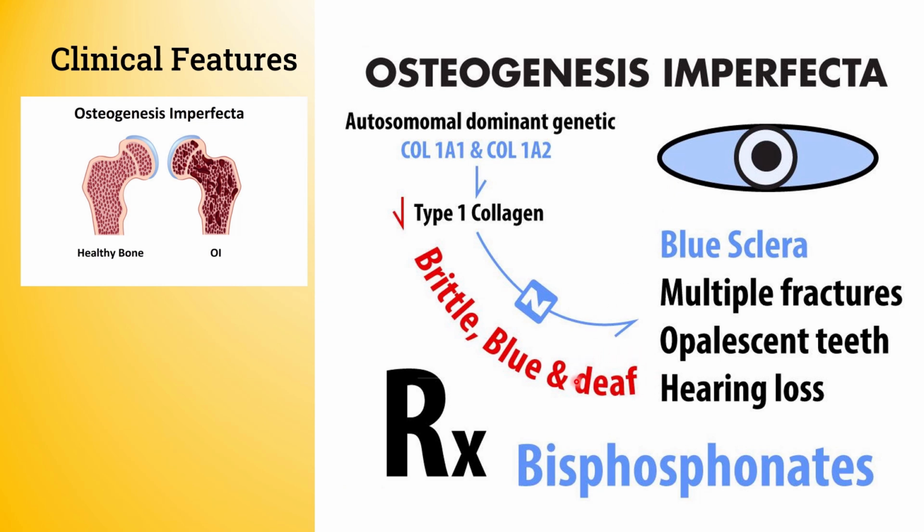And the second and third manifestations: deafness. Deafness is there because your ossicles are also made up of bone, and improper development of the ossicles is responsible for hearing loss. Here your teeth become opalescent because the proper collagen required for development of teeth is not there. So here you will find blue sclera, multiple fractures because of the brittle bone, improper teeth, and hearing loss. You can manage it with bisphosphonates.